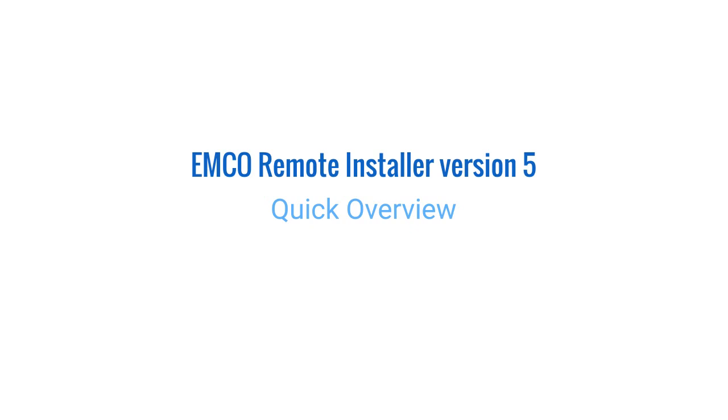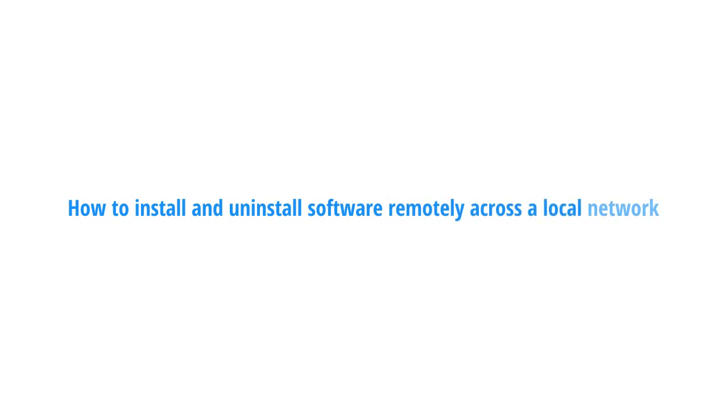EMCO Remote Installer allows you to deploy software remotely on Windows computers across a local network. The application offers multiple ways to deploy software, depending on network capacity and the complexity of the deployment task, among other things. In this video, you can see a quick overview of the application's basic features demonstrated using real deployment tasks.